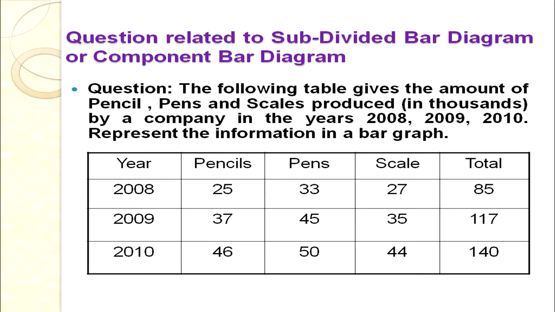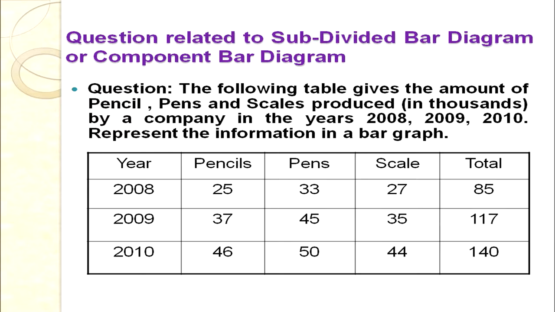So, here I am reading the question for you. The following tables give the amount of pencils, pens and scales produced by a company in the years. Represent the information in a bar chart. The question is not telling us whether I should draw a multiple bar diagram or a subdivided bar diagram. Now, as a student, how have I identified that I have to draw a component bar diagram? Because the total is given.